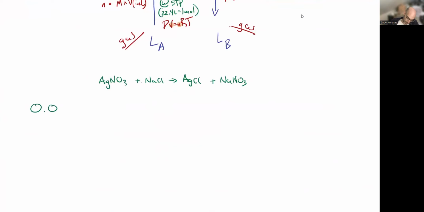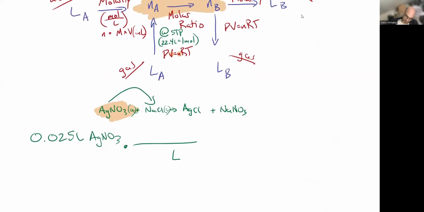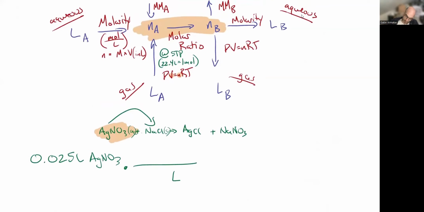We have 0.025 liters of AgNO3. So we are going from AgNO3, which is aqueous, and we want to figure out NaCl, which is solid. So this is the conversion that we're doing. So times fraction, I want liters to go away. And because we are going from an aqueous solution to moles of AgNO3, we have to use the molarity, and it is in moles per liter. So I want moles in the top, liters in the bottom.